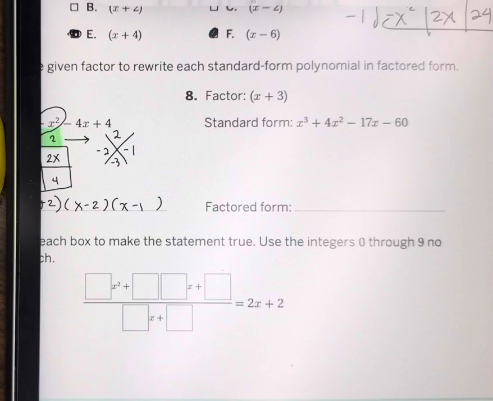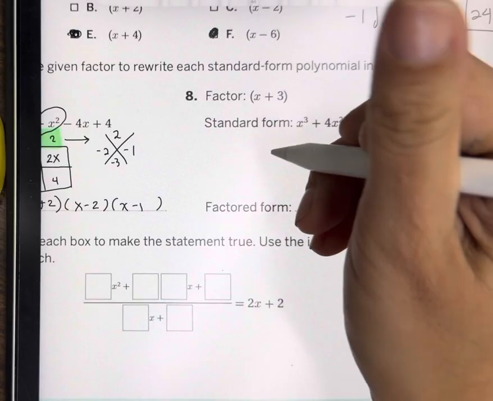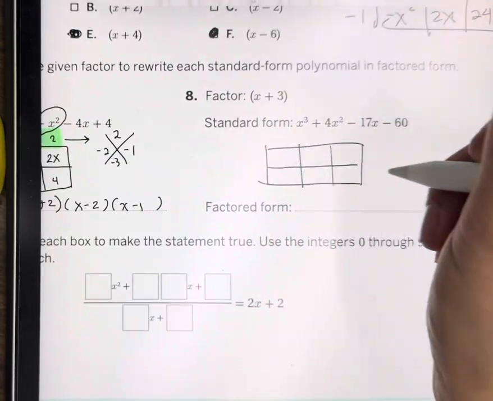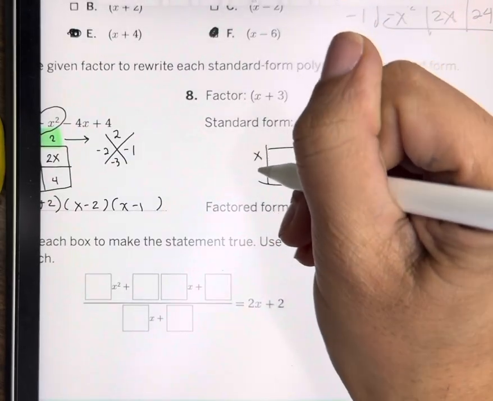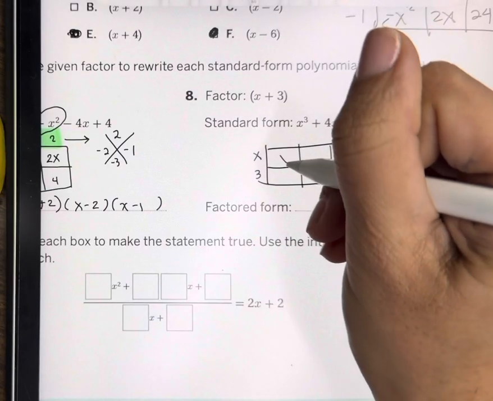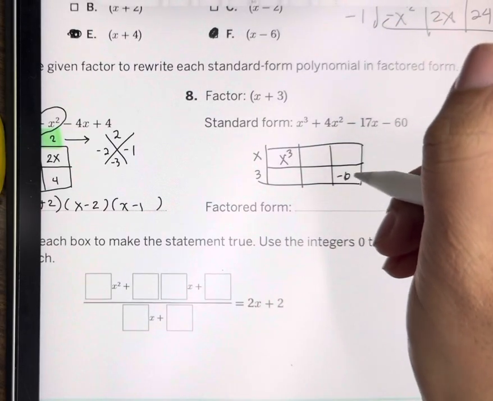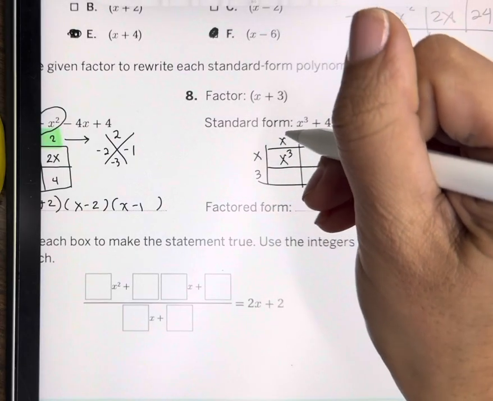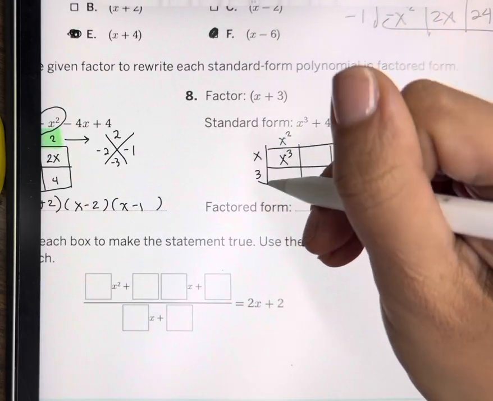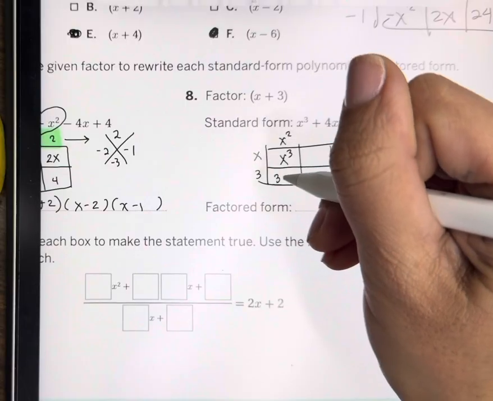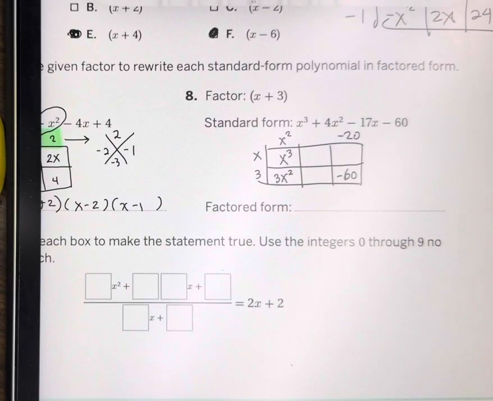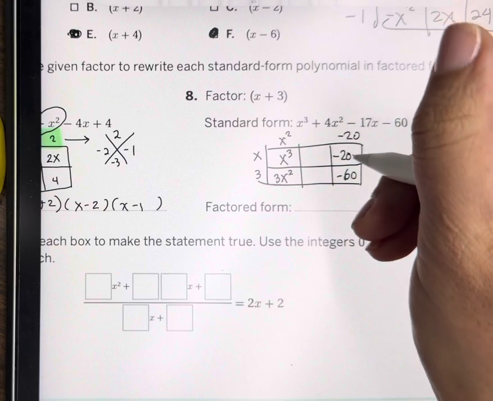Okay. Here I am with this. We're going to do the same thing, you guys. We're going to divide this by x plus 3 and see what this is. All right, so first term and last term go in. X goes into x cubed x squared times. X squared times this is 3x squared. And then 3 times negative 20 is negative 60. So this is a negative 20x.